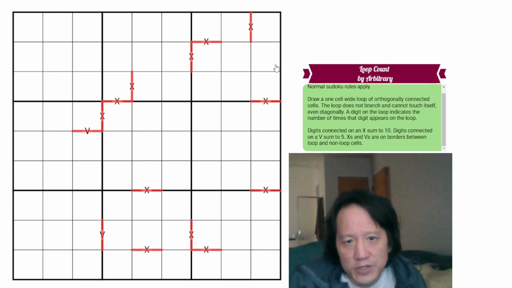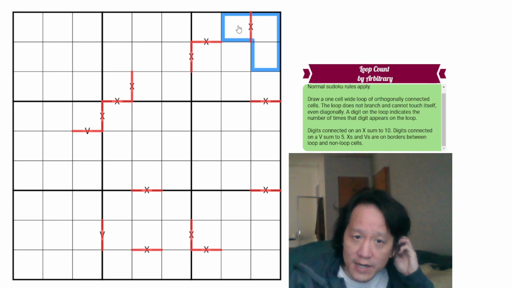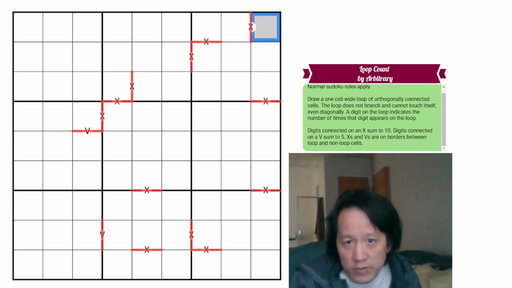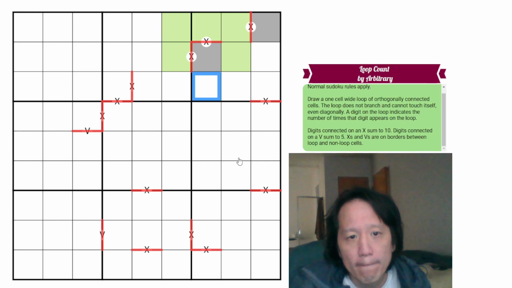So what we know is if this were to become part of the loop, the problem is it has to exit out that way. So this cannot be part of the loop. So this is not part of the loop, but this must be part of the loop. And since this is part of the loop, how does it enter? It has to enter from here and exit from here, which means this is not part of the loop. And this has to be part of the loop. So it has to exit out, which exits out that way.